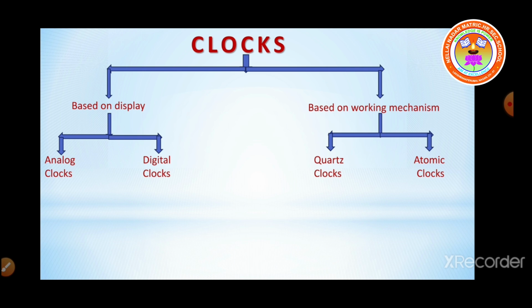One is based on display and another one is based on a working mechanism. So what are the types of clocks? Based on display, and second one is working mechanism. The types of clocks based on display are classified into two types. One is analog clocks, second one is digital clocks. Based on working mechanism, the clocks are classified into two types. One is quartz clock and another one is atomic clock. So let us move on to the different types and also the explanation.